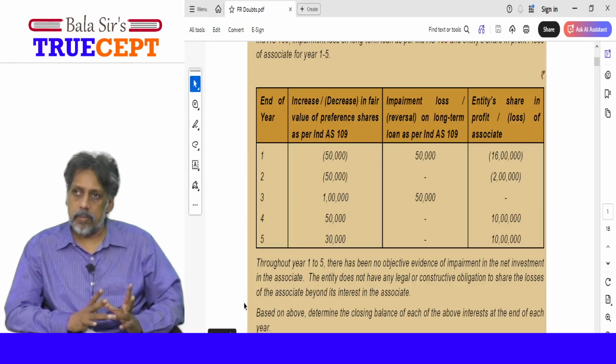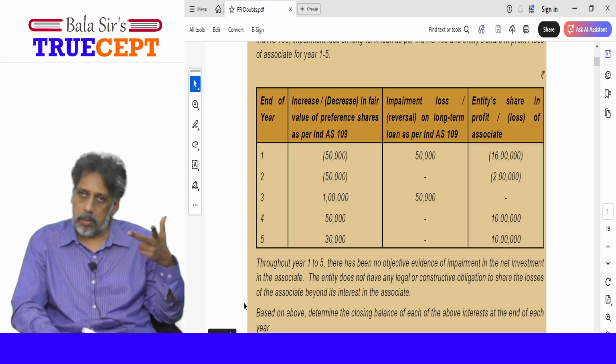Then impairment loss is 50,000 rupees. Reversal or impairment loss? They put loss only. I think they should have given it in brackets. No problem. Then nil. Then year 4, 50,000 rupees positive, increase in fair value of preference shares. Then nil. Then 10 lakh rupees is the entity's share of profits. Then year 5, again 30,000 rupees increase in fair value of preference shares. Nil, and entity's share of profit is 10 lakh again.